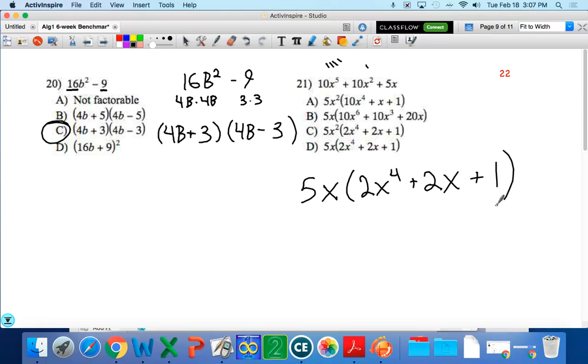This should multiply back in to check your answer. This would be 10x to the 5th power, 10x to the 2nd power, and 5x. Meaning this is my final answer. That one's out, that one's out. 2x fourth, 2x, there we go.